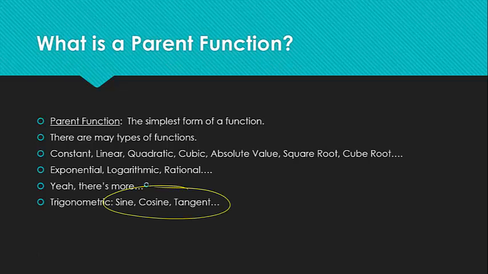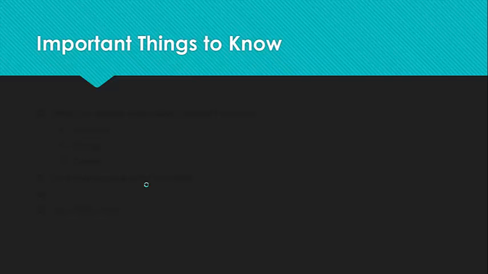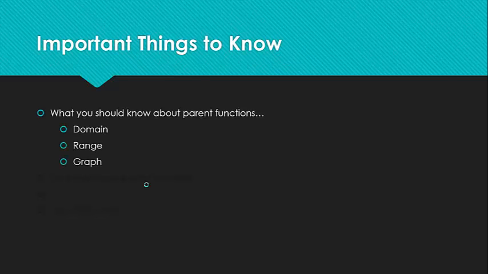Alright, so next, important things to know. What you should know about parent functions: we've got domain, range, and what the graph looks like. That's what you, as a student, need to know. So for every single parent function, let's get her done.